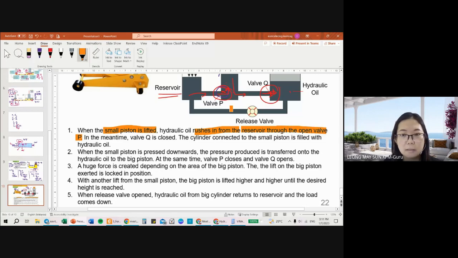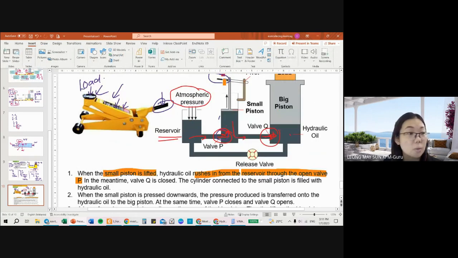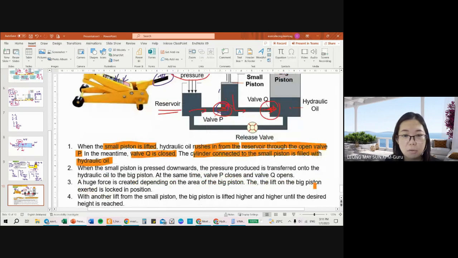So when this is lifted, that means this one goes up. When it goes up from the reservoir, it will actually rush into the small piston. Meantime, valve Q will be closed. So the cylinder connected to the small piston is actually filled with the hydraulic oil. All right, this one, please do take note. Whatever that I highlight or mention, please make sure that you remember this.